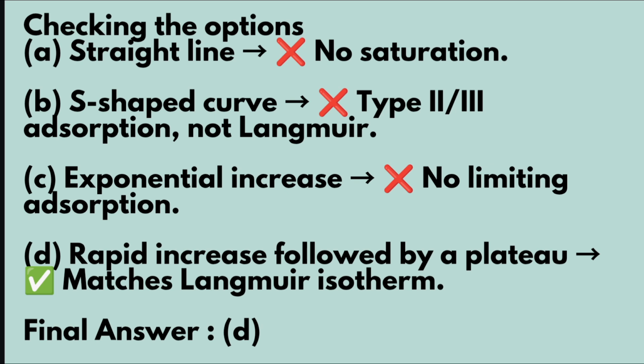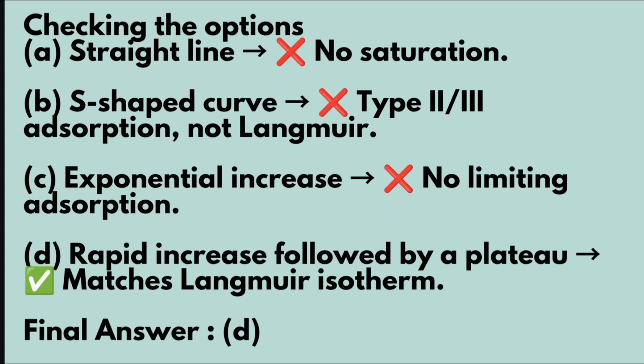Now, we check the options. In option A, they have mentioned a straight line graph. There it has no saturation, so this option is wrong. In option B, they have mentioned an S-shaped curve. Type two and three adsorption, not Langmuir. So option B is also wrong.